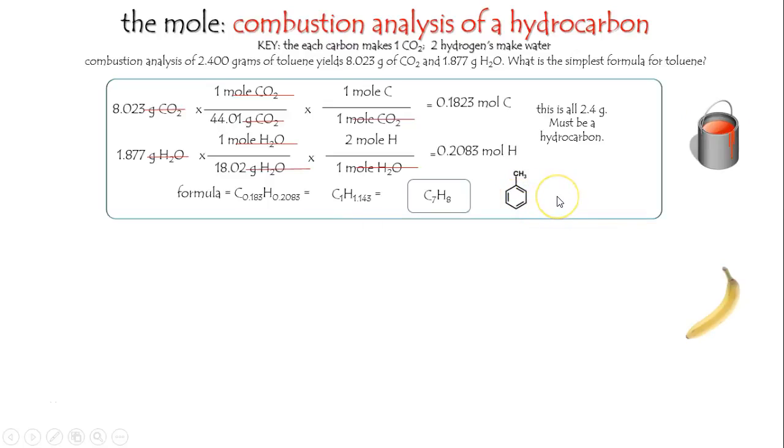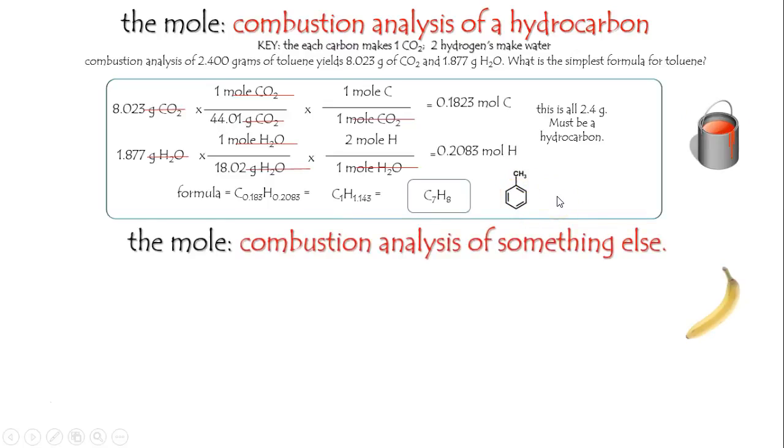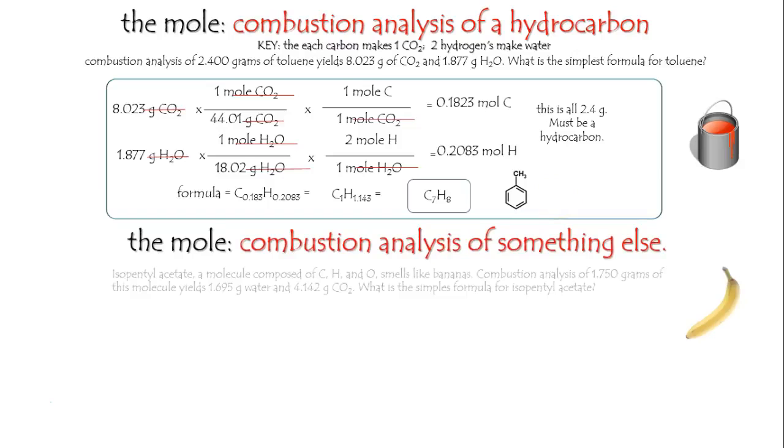That's C7H8. A problem where you can have not just a hydrocarbon but something else requires a certain amount of data. Here we're identifying a substance. It's an ester called isopentyl acetate. It smells like bananas, and they tell you it also contains oxygen. Thanks for that. That helps. When we burn 1.75 grams of it, we get about the same amount of water and some carbon dioxide. Let's figure out the mole ratio of carbon and hydrogen, just like the last one.